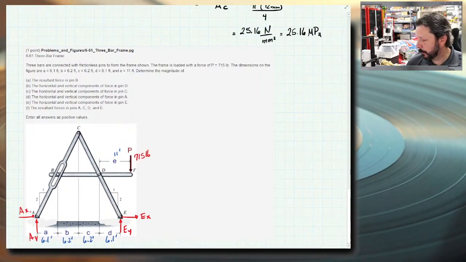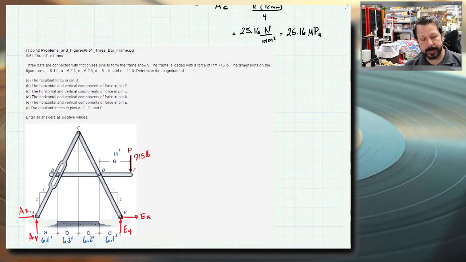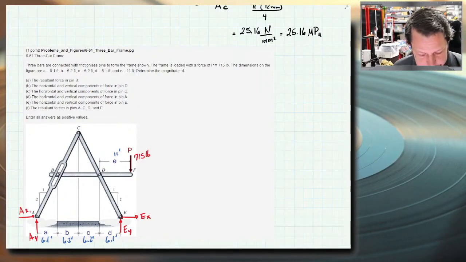So this is one where you could find AY and EY. Maybe that'll be useful later on. So we could find those, but we couldn't find AX and EX. All we know is that they're equal to each other, but they could be 0. They could be opposite values, same magnitude, opposite direction. So I don't know enough about them to be able to solve for those. I could find AY and EY.